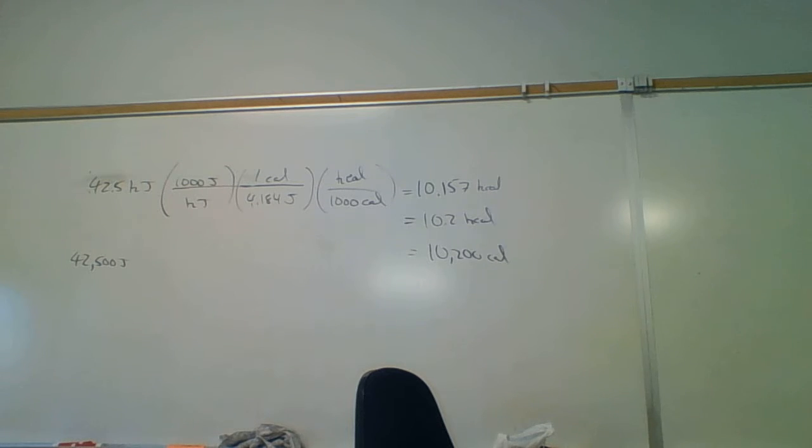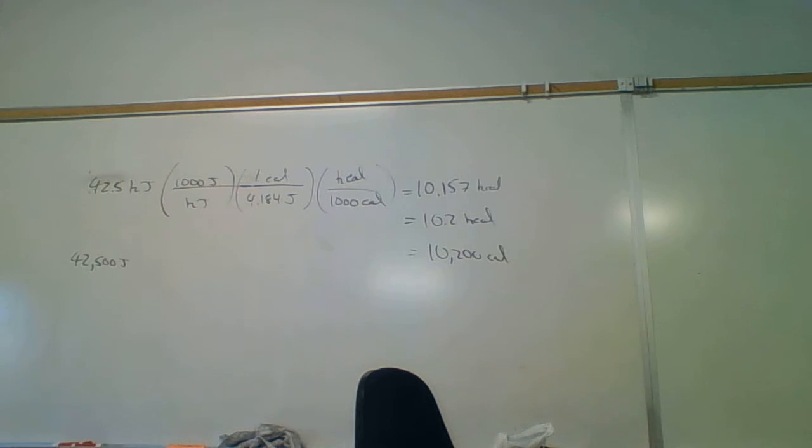42.5 kilojoules is 42,500 joules. In scientific notation, read that. 10.2 kilocalories is 10,200 calories. In scientific notation, read this. We don't necessarily have to convert it to scientific notation.